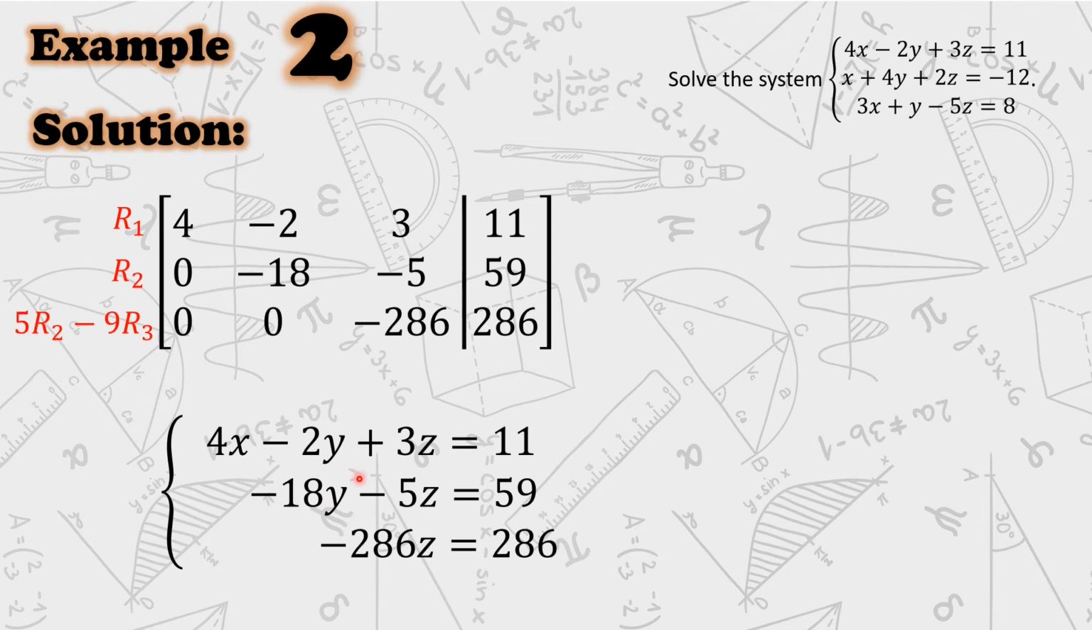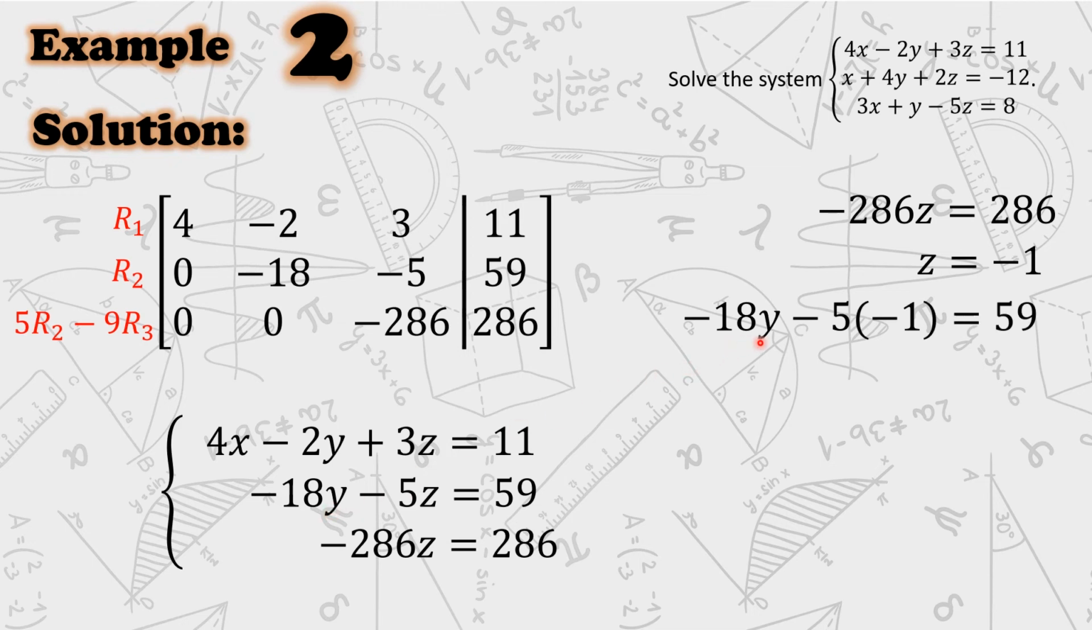Negative 18y minus 5z equals 59 in the second equation. And negative 286z equals 286 in the third equation. So from the third equation, dividing both sides by negative 286, we have z is equal to negative 1. Substituting z equals negative 1 to the second equation, we have negative 18y minus 5 times negative 1 equals 59. Solving for y, we get y equals negative 3.